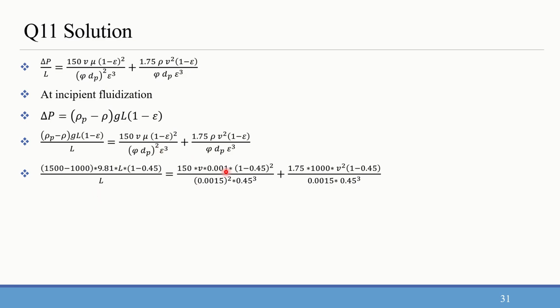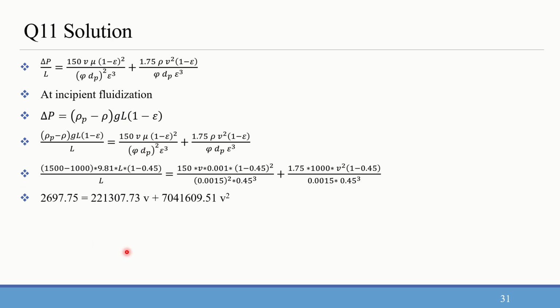This is equal to 150 into V into 0.001 into (1 minus 0.45) square divided by phi square, where phi is 1, because phi is the sphericity. So here it is given particles are spherical, and if the particles are spherical, phi is 1. And therefore we have only dp. dp is 0.0015 square into epsilon cube, epsilon is 0.45 cube. Plus 1.75 into 1000 into v square into (1 minus 0.45) divided by 0.0015 into 0.45 cube.